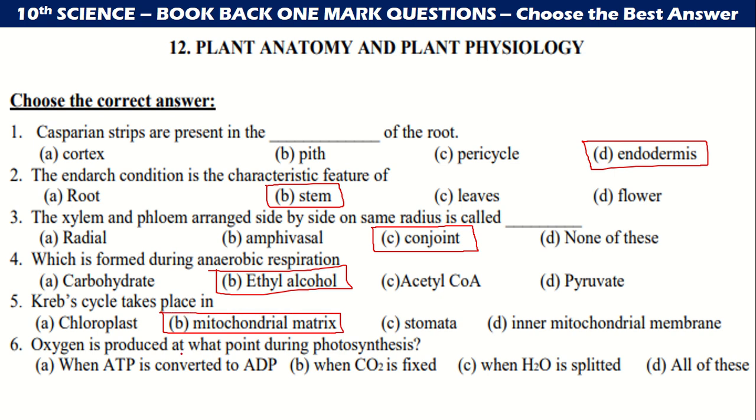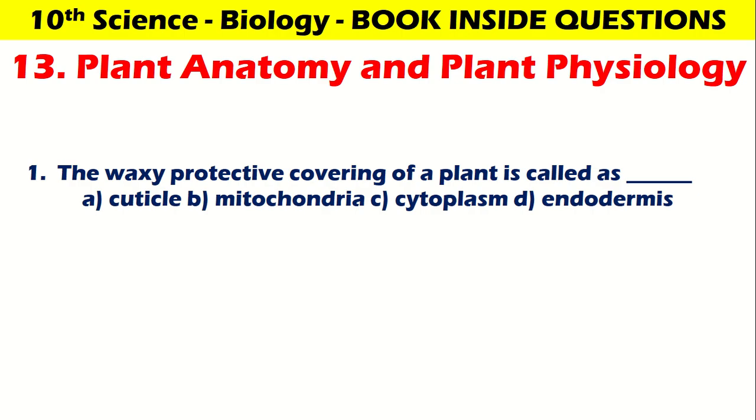Then oxygen is produced at what point during photosynthesis? When H2O is splitted. The next, go to the next one. That is the additional question. That is book back question. The waxy protective covering of a plant is called as cuticle, mitochondria, cytoplasm, endodermis. That is cuticle. So this is the additional question.